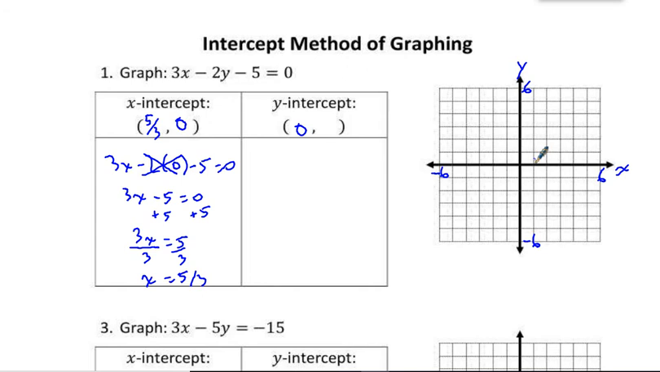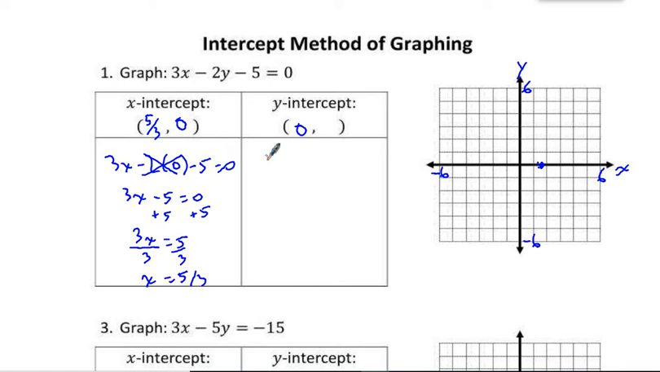We'll break each of these boxes into thirds along the x-axis. 1/3, 2/3, 3/3, 4/3, 5/3 is going to be right in here, and 2 whole would be 6/3. So 5/3, 0 is our x-intercept.